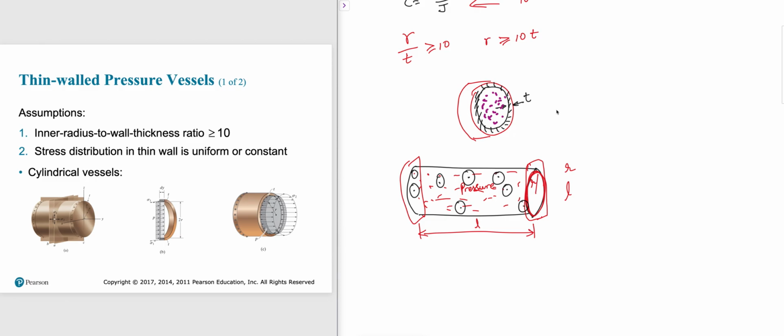By the way, the tank has thickness T. And being thin, it is 1/10 or less of the radius. If thickness is 1/10 of the radius or less, we can claim this is a thin wall. So how can we bring a relationship between radius and pressure, length and pressure? How can we bring a relationship? That's what we'll see now.